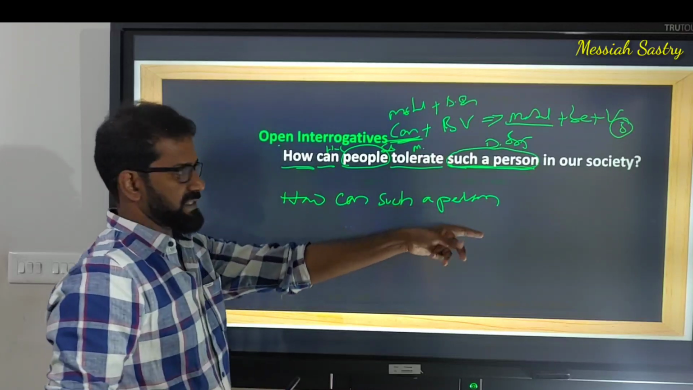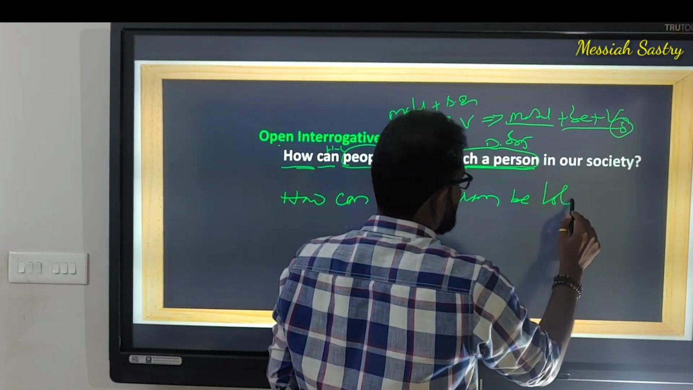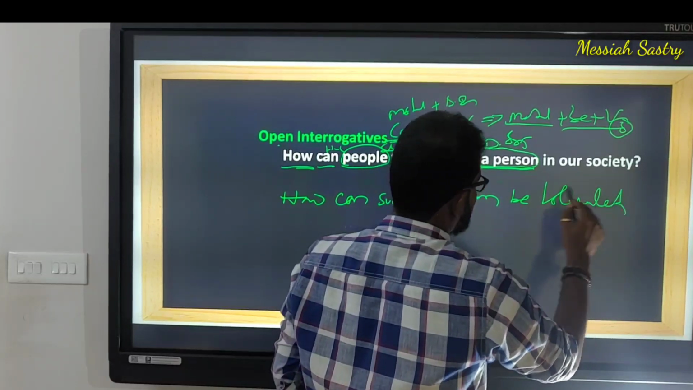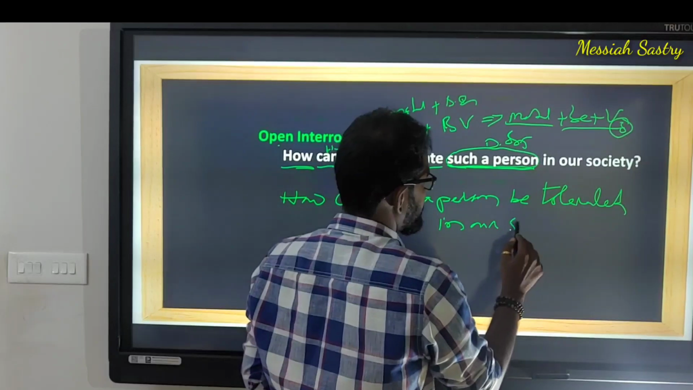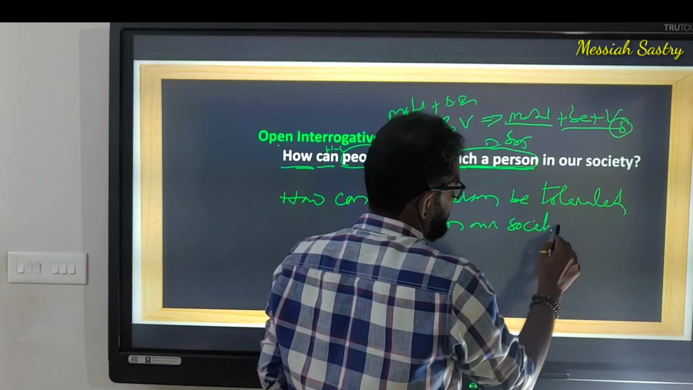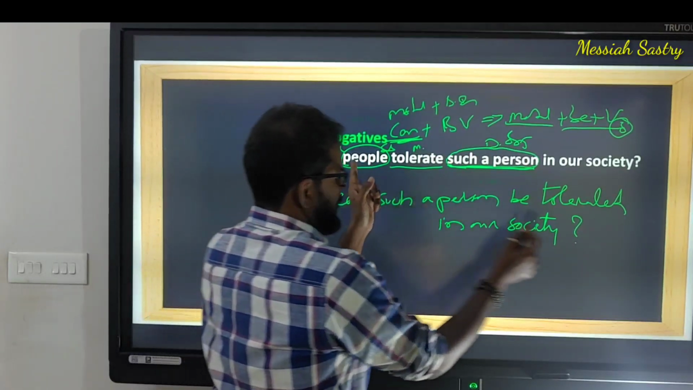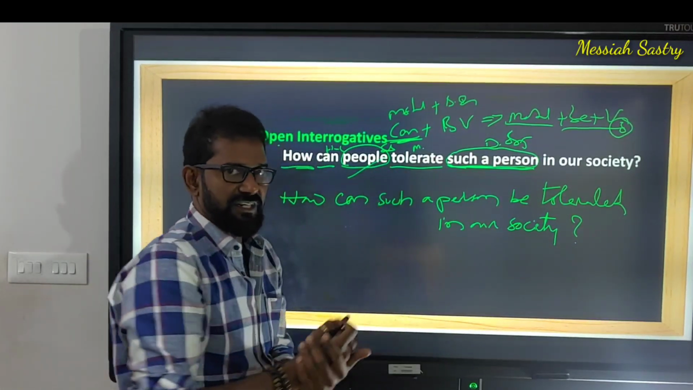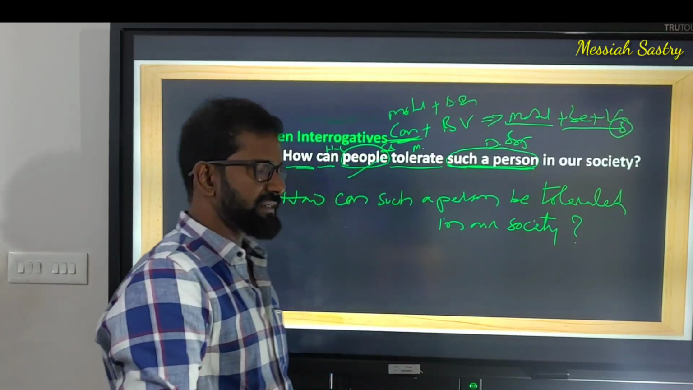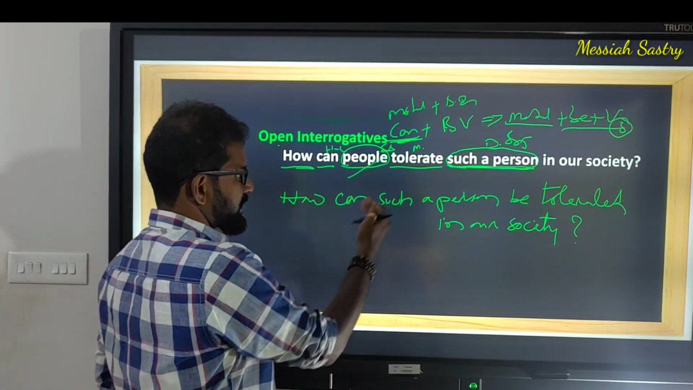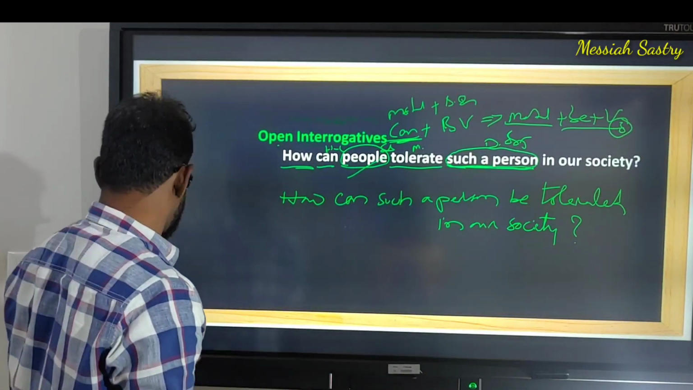How can such a person, now main verb, be tolerated in our society? Now, people, so we need not mention the agent here because people is general. So being general, we need not use the agent in passive voice. So, how can such a person be tolerated in our society?